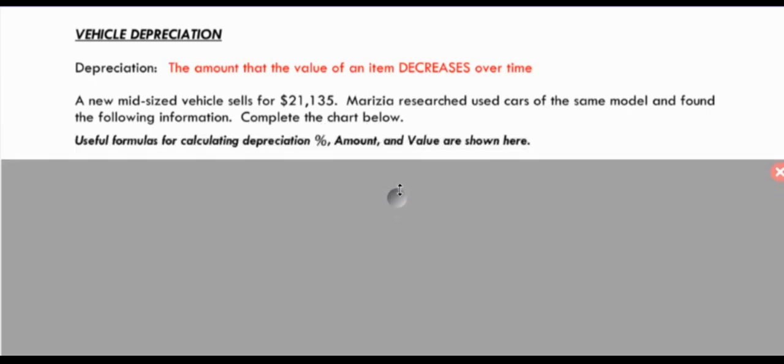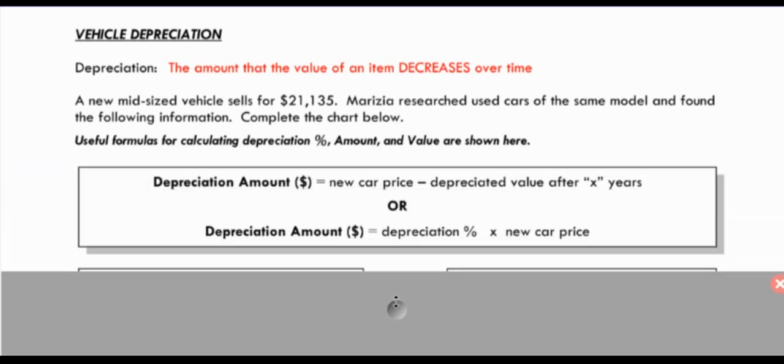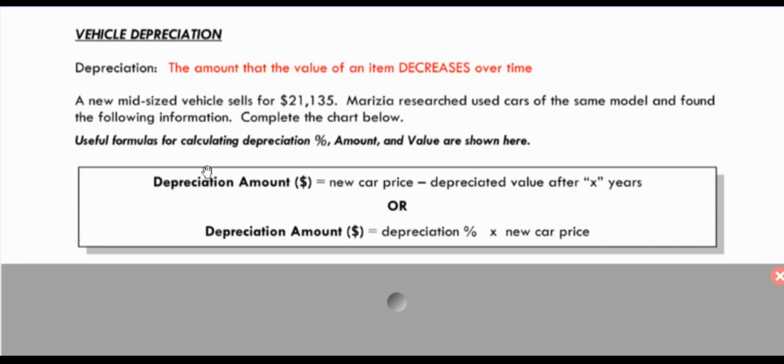So useful formulas for calculating depreciation. All right. So depreciation amount is the new car price minus the depreciation value after X amount of years. Or you can use depreciation amount is the depreciation percent times the new car price. So usually you're given one of these pieces of information so you can apply it.